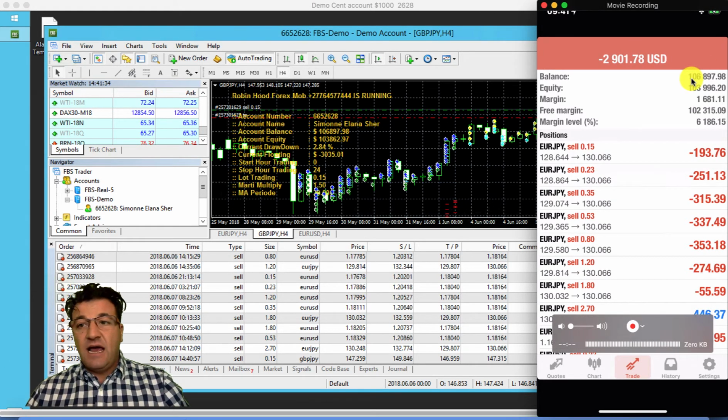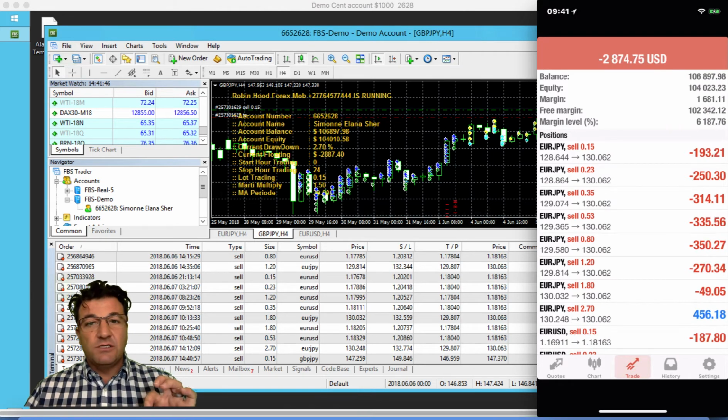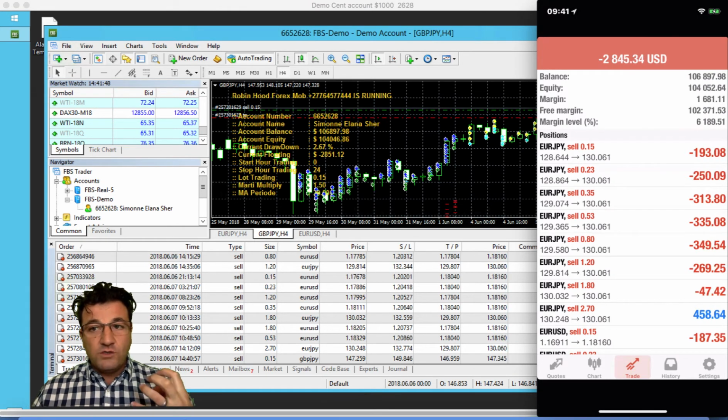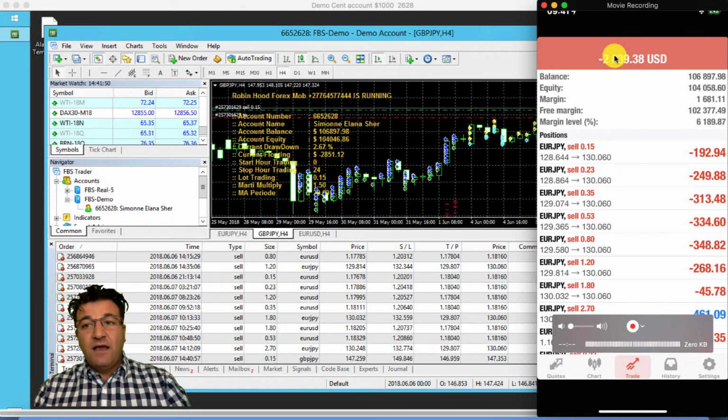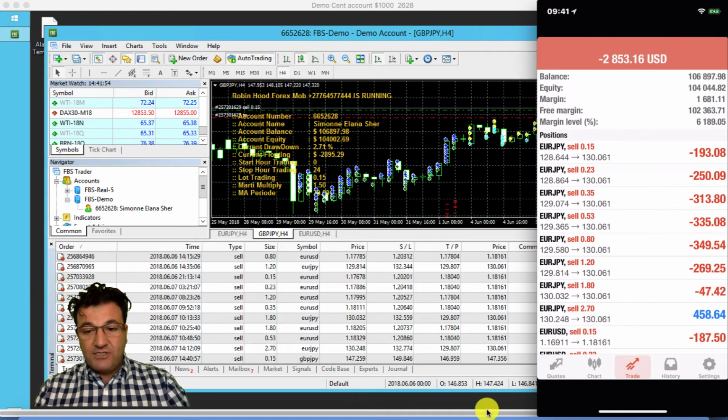It says here 106,897. That's cents. To get it to dollars, you move the decimal point 2 places to the left, which means I've got $1,068. Now, to work out the drawdown, you take this figure over here and divide it by this figure over there. So let's do that together now.